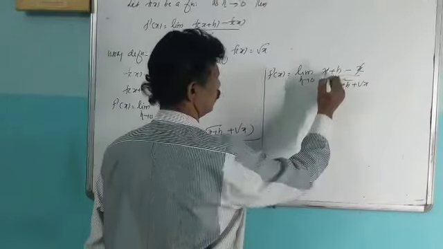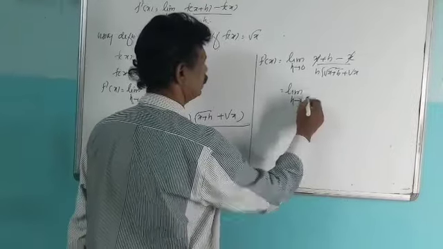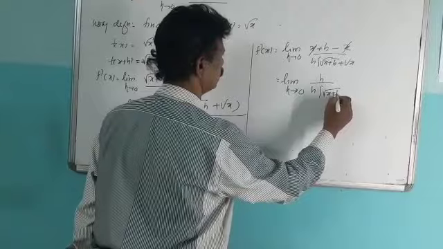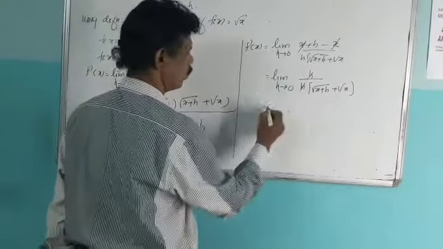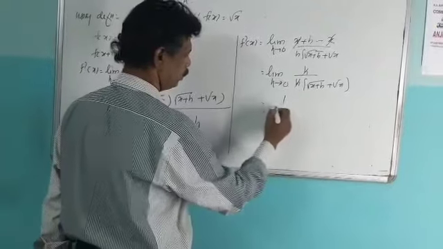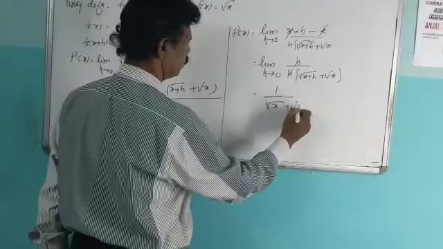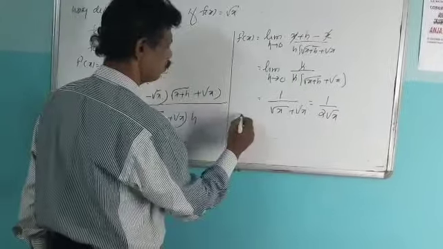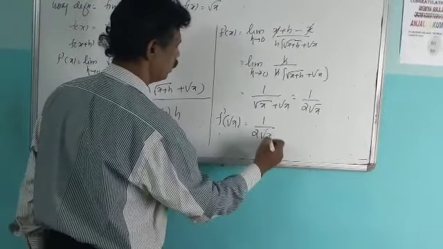We can cancel this x and x. That is, the limit of h divided by h out of root of x plus h plus root x. We can cancel this h and apply the limit. Then this becomes 1 by root of x plus 0, plus root x, that is equal to 1 by 2 root x. Therefore, f dash of root x is equal to 1 by 2 root x.